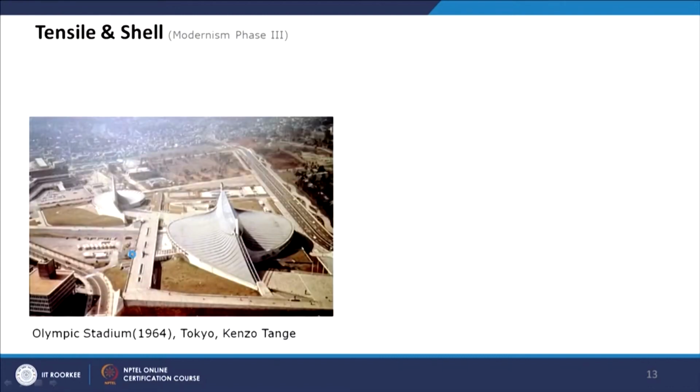Now another famous example of a tensile structure is Kenzo Tange's Olympic Stadium in Tokyo, designed in 1964, around the similar time frame. There were two stadiums of similar design, and here two masts are taking the load, and from there the tensile members are passing through. Between the two masts there is another member in tension taking the load and acting as the roof of this Olympic stadium. In most cases we see Olympic stadiums, airports, and other buildings which have to take a larger span using tensile structures and shell structures.